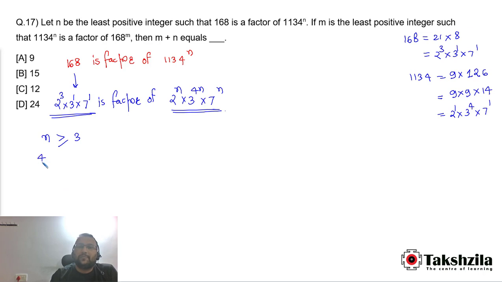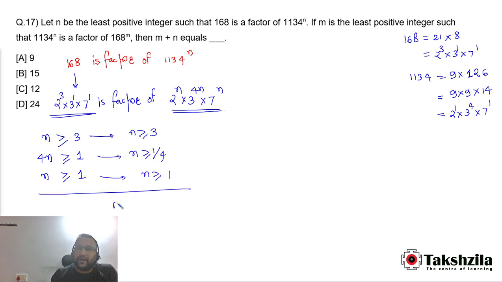सेकेंड नंबर में जो 3 का पावर है 4n, दैट शुड बी ग्रेटर दैन और इक्वल टू फर्स्ट नंबर में जो 3 का पावर है. देन सेकेंड नंबर में जो 7 का पावर है दैट शुड बी ग्रेटर दैन और इक्वल टू फर्स्ट नंबर में जो 7 का पावर है. देन एंड देन ओनली फर्स्ट नंबर इज अ फैक्टर ऑफ सेकेंड नंबर. तो इसमें से व्हाट वी कैन कंक्लूड, लेट्स हैव अ लुक एट इट. n is greater than or equal to 3, then n is greater than or equal to 1 by 4, and then n is greater than or equal to 1. So from this what we can conclude is the minimum value that n can take is equal to 3.